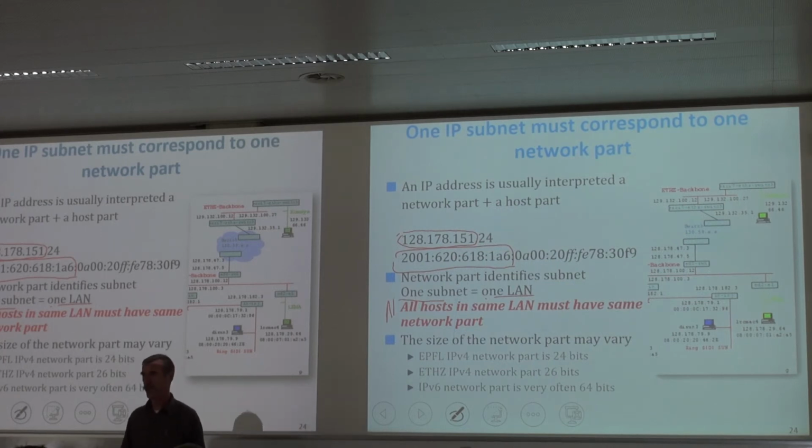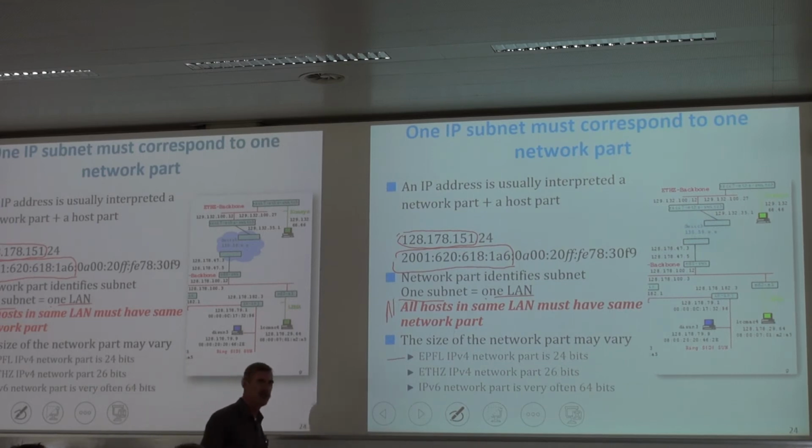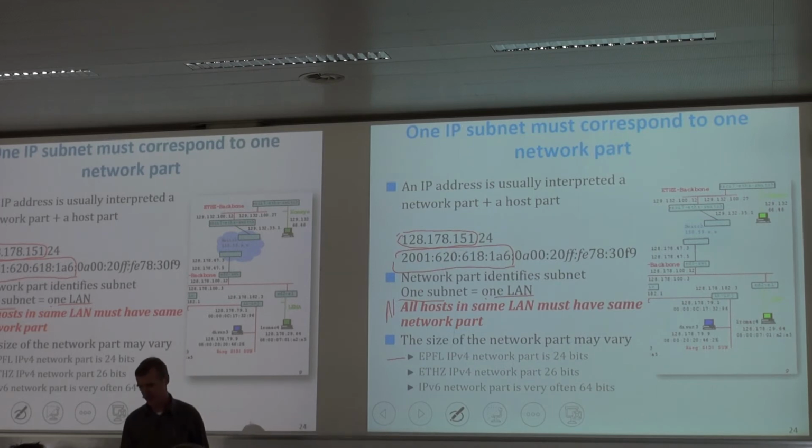The size of the network part is not hard-coded. It varies. It can be anything in theory. For example, at EPFL for IPv4 it's 24 bits, like many networks do. At ETHZ, it's more sophisticated. It's 26 bits. So there you need to start playing with decimal to binary to understand the prefix part. Very often with IPv6, people take 64 bits, but very often, not always.